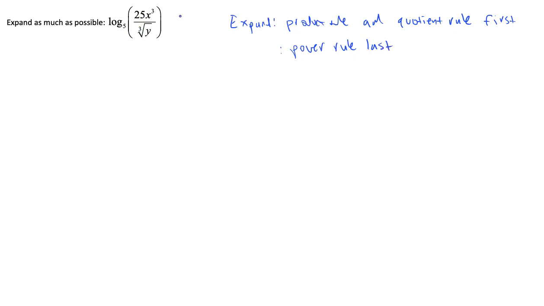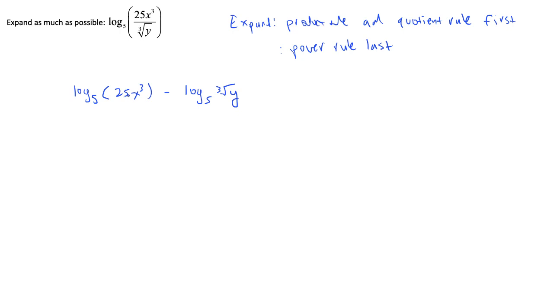Remember what the product rule says and what the quotient rule says. We have to separate this. The order doesn't really matter, but I have log base 5 of the numerator, 25x cubed, minus log base 5 of whatever's in the denominator, in this case just one term. So I use the quotient rule first. Like I said, order doesn't really matter, but usually we do the quotient rule first. So we broke it down into two logs, the log of the numerator minus the log of the denominator.